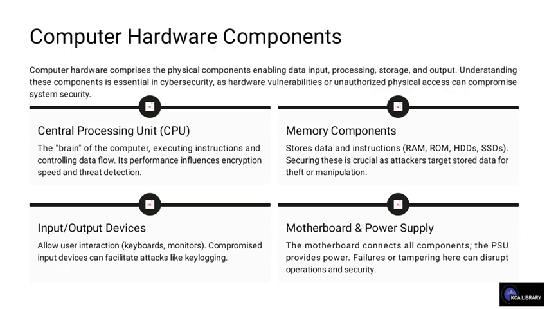And just like I said, it's a physical component which enables data input. And it's very important to quickly look at this component. The first, which is the central processing unit, is the brain of the computer in executing instructions and also controlling data flow. And its performance influences encryption speed and threat detection.